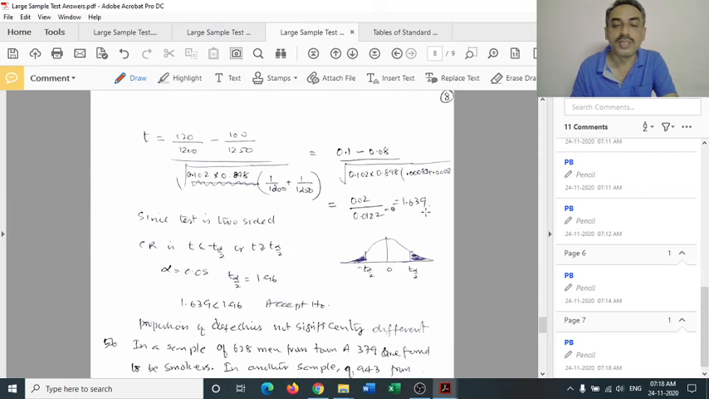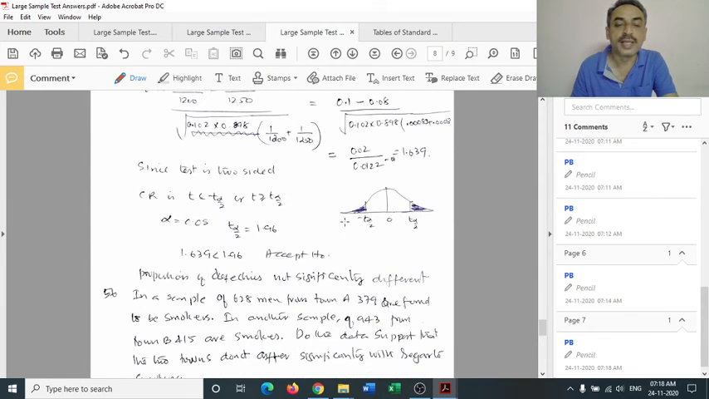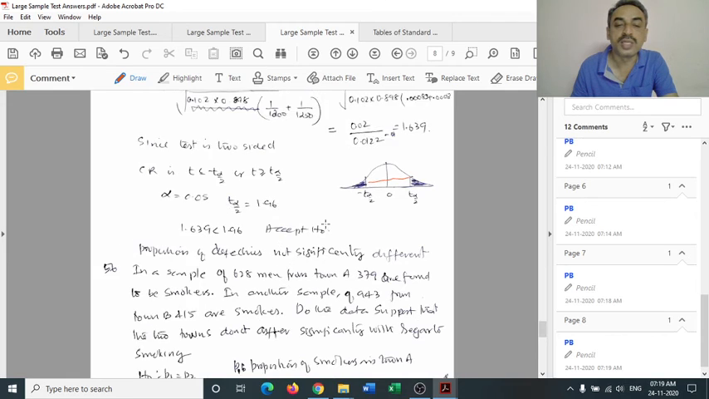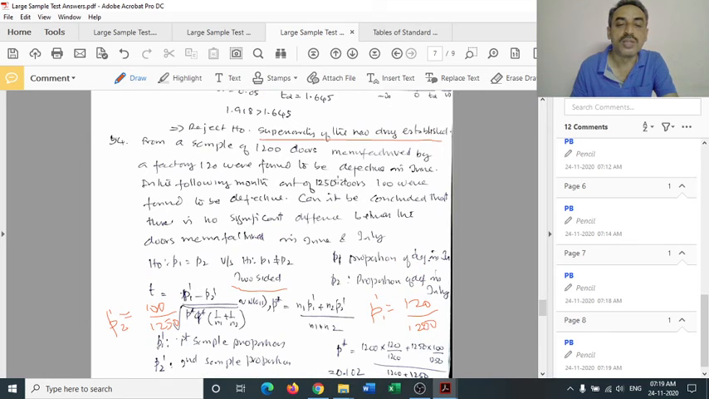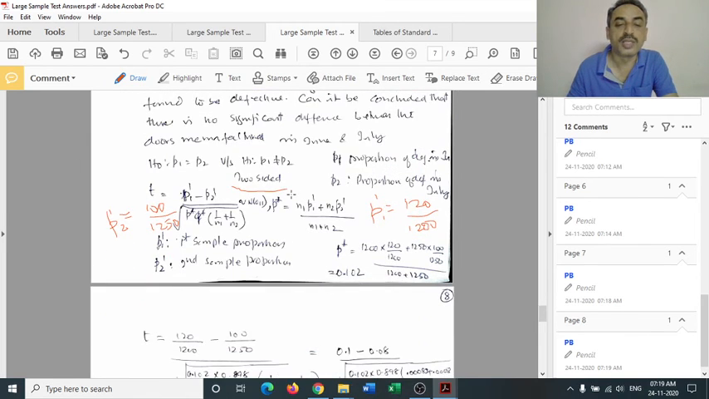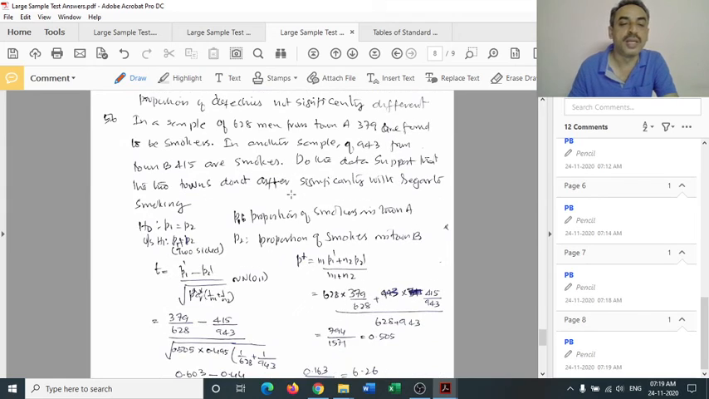So we get 1.639, and this is a two-sided test. A two-sided test means the critical region has to be split into left and right sections. Here 1.639, the value of the statistic calculated based upon the sample, is less than 1.96, or it lies between these two limits. That is, we have to say that the proportion of defectives is not significantly different. So the performance of the manufacturer in June and July, the defectives are not significantly different.